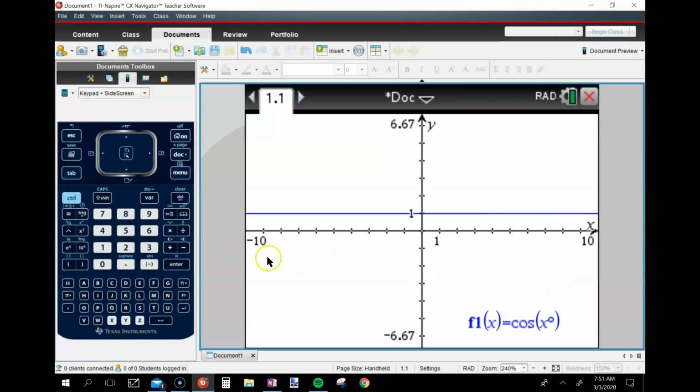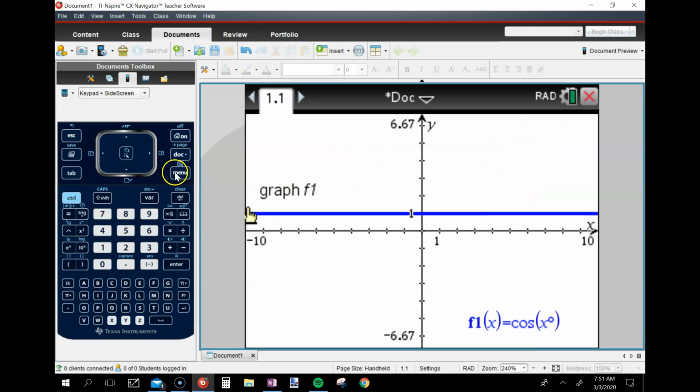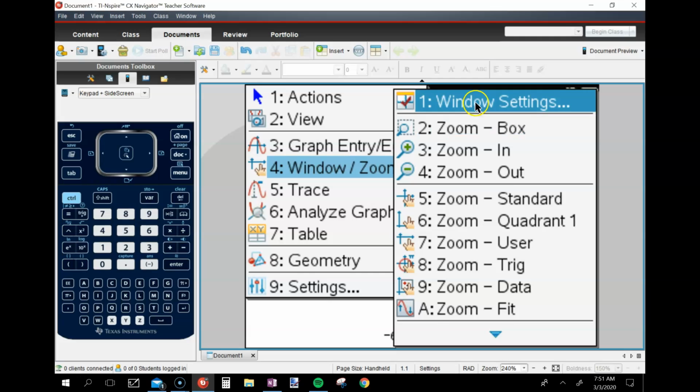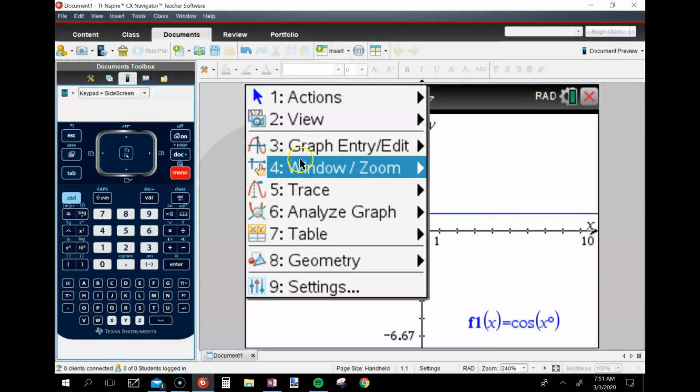Look at my window. This goes -10 to what? 10. If we look at my graph, it goes -2 pi to 2 pi. What's -2 pi the same as? -360, and this is the same as +360, right? So if I go back to this, I need to change my window to go from -360 to +360. Oops, that wasn't what I wanted to hit.